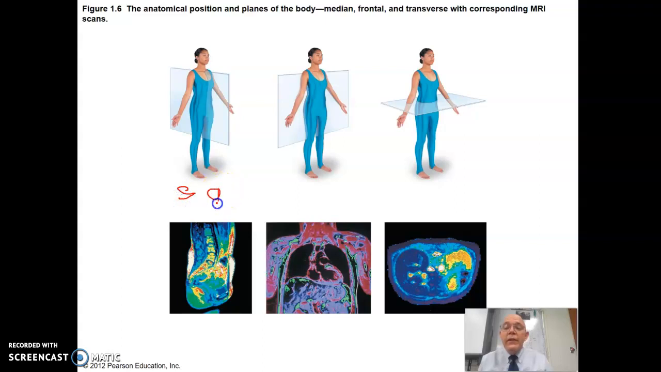S-A-G-I-T. Sorry, two T's, and an A and an L. Sagittal, S-A-G-I-T-T-A-L. And this was if you slice this right down the middle and you had two identical sides, basically the right and left side. That would be a sagittal section.